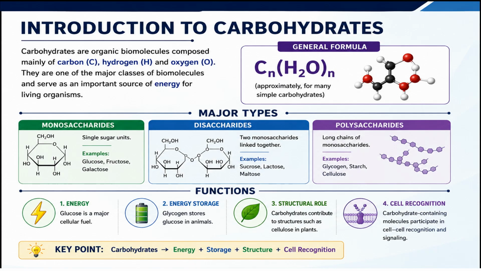Monosaccharides are the simplest carbohydrates and cannot be broken down into smaller sugars. Examples include glucose, fructose, and galactose. Disaccharides consist of 2 monosaccharide units joined together. Common examples are sucrose, lactose, and maltose. Polysaccharides are long chains of monosaccharides and include glycogen, starch, and cellulose.